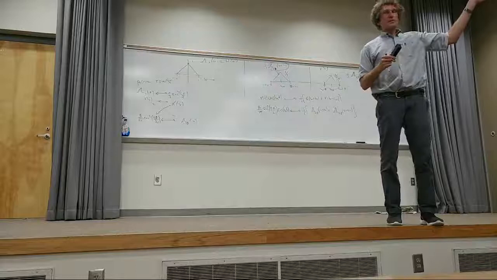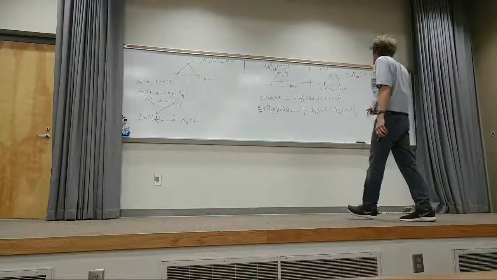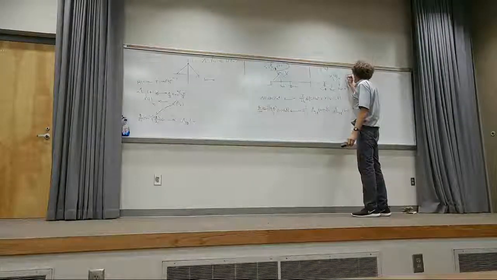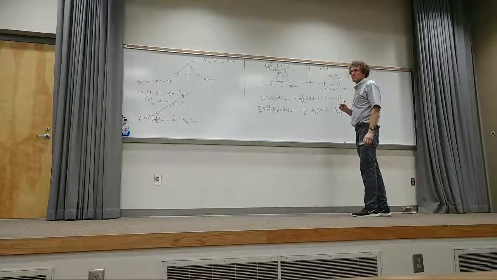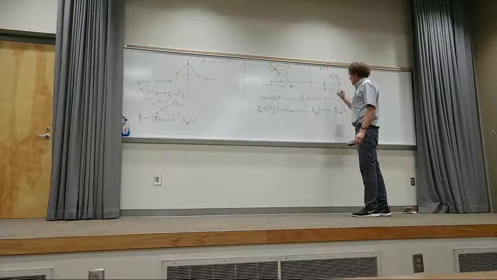What would be the difference if it was a sine? Suppose this was minus that, and it would be down like this. Well, then what?